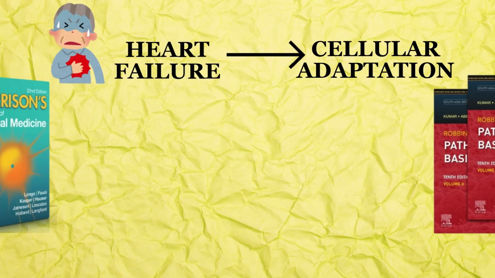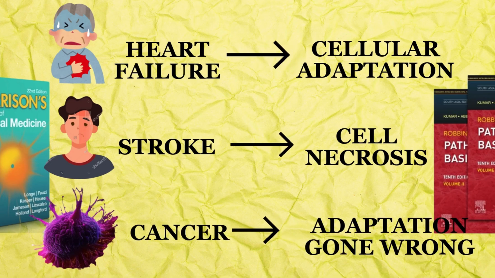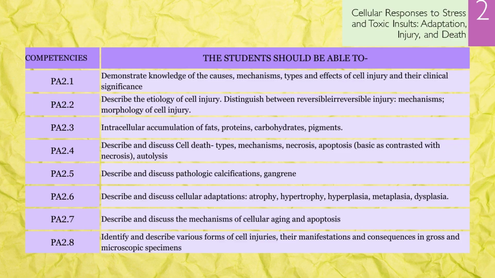Heart failure, that's cellular adaptation. Stroke, that's cell necrosis. Cancer, that's adaptation gone wrong. This chapter covers our NMC competencies PA 2.1 through PA 2.8.